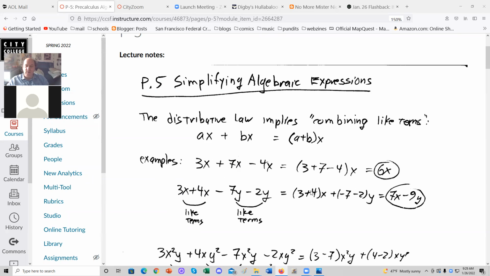Removing x from these two terms, you get (3 + 4) times x. Removing y from these two terms gives you (-7 + -2) times y. And after a small amount of arithmetic, you get 7x minus 9y, which is simpler to write down than this, which is the point.